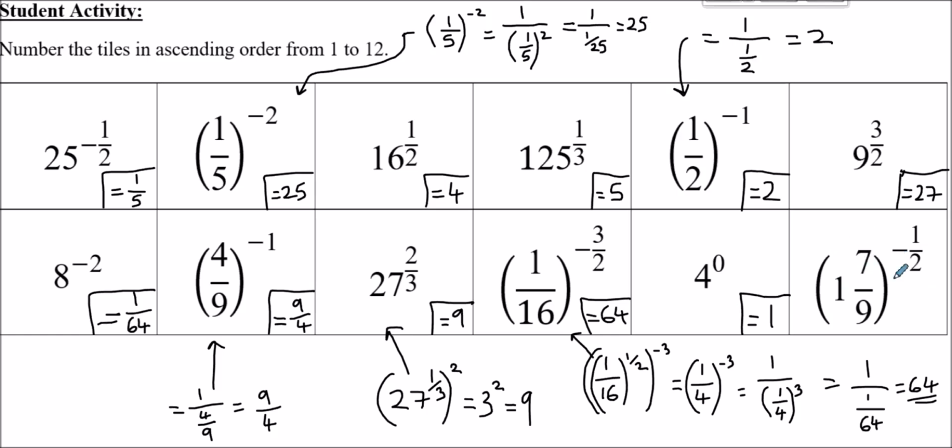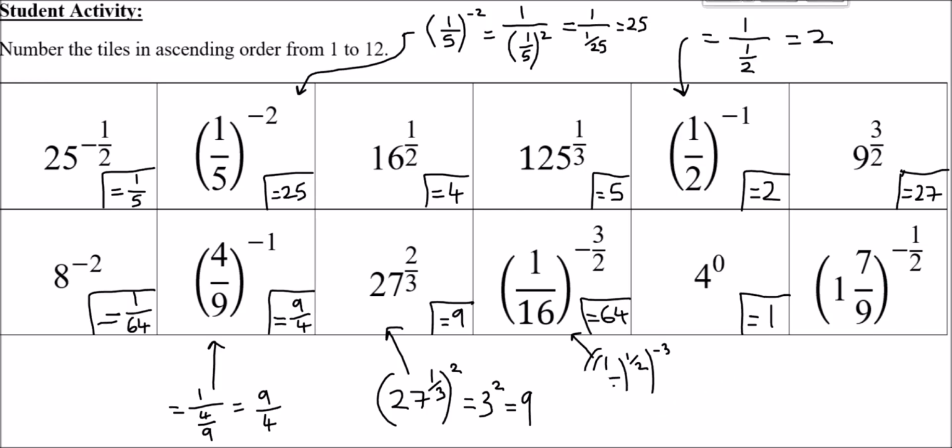Finally, this last one in the bottom right corner. So I'm just going to make some space and show you this one slowly. First thing I hope you notice here is we have a mixed number. What you'll need to do for this one is to change this into a top-heavy fraction. So 1 and 7/9, that's the same as 16 over 9. 16 over 9, and that's to the power of -1/2.